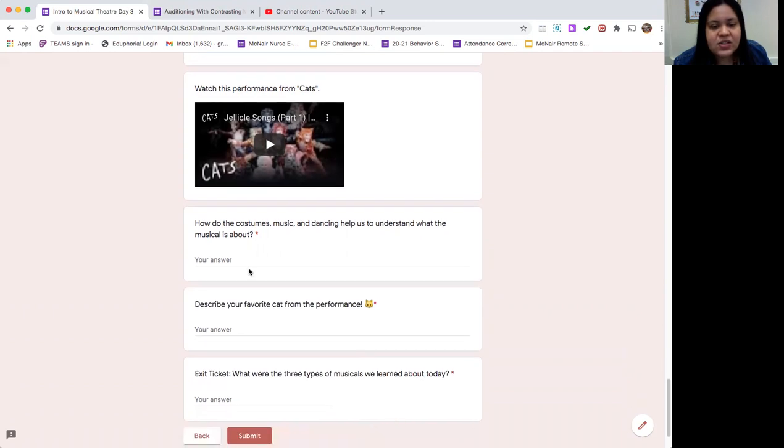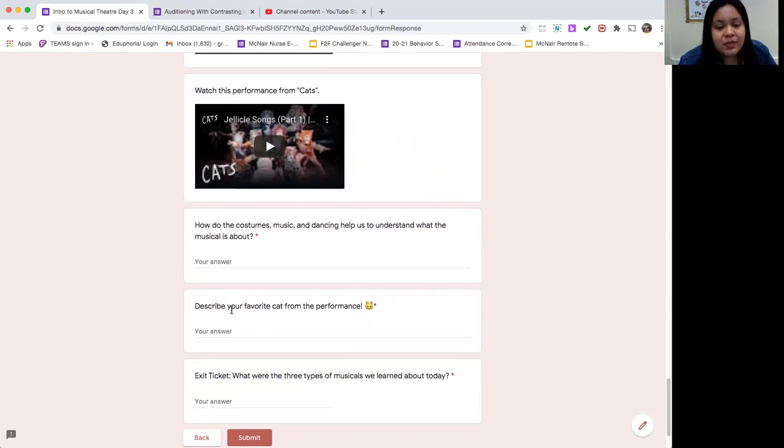And so what you're going to do here is after you're done watching the short performance of Cats, you're going to answer the questions underneath, which are how do the costumes, music, and dancing help us to understand what the musical is about? And then you'll describe your favorite cat that you saw in the performance. And so if you didn't see or hear their name, you can just tell me what the cat looks like.